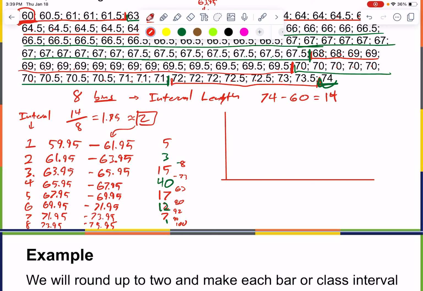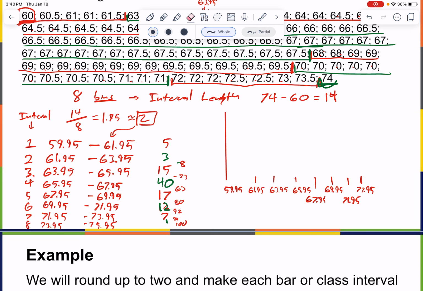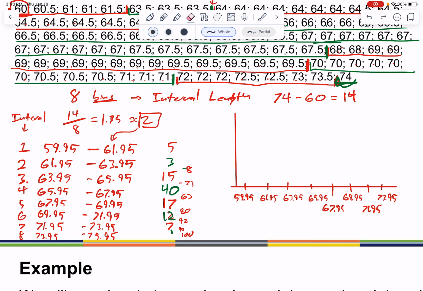Great. And then here. All right. And so this is going to be 59.95, and that's going to go all the way to 61.95, to 63.95, 65.95, 67.95, 69.95, 71.95, and then 73.95. All right, so that's 1, 2, 3, 4, 5, 6, 7, and then the last one goes to 75. 8. There it is. All right, so this first one has 5.